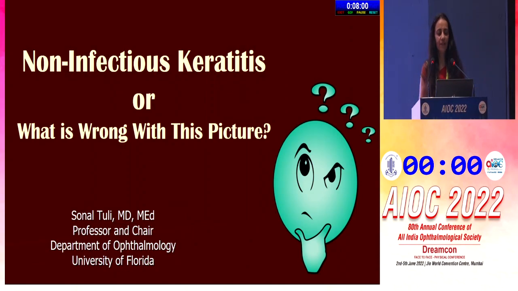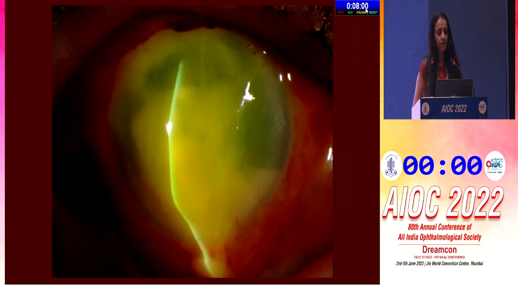So I'm going to be talking about non-infectious keratitis, or as I like to call it, what's wrong with this picture. You've seen some excellent presentations today about all kinds of infectious keratitis, and you see a lot of those. In Florida, we do see a lot of infectious keratitis, but about 50% of the patients that I see with ulcers are non-infectious. And so really what I want you to think about is, when should you start thinking that this is a non-infectious ulcer?